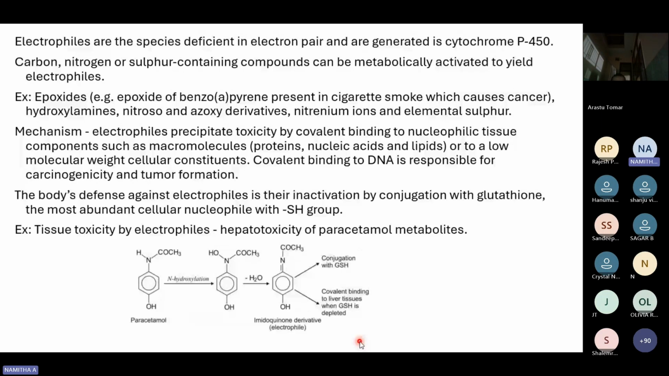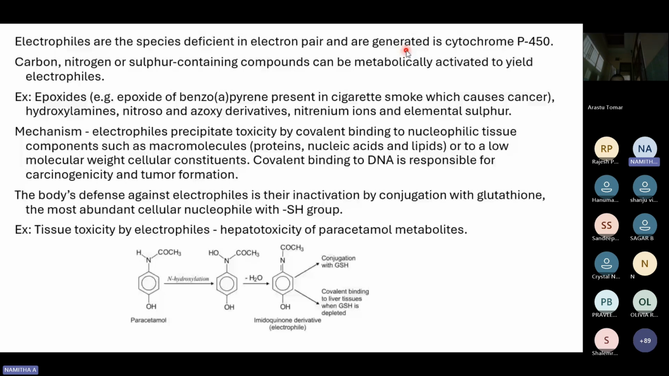Electrophiles are the species deficient of electron pair and are generated by cytochrome P450. Carbon, nitrogen, and sulfur containing compounds can be metabolically activated to yield electrophiles. An example of electrophiles are epoxides, that is epoxides of benzopyrene present in cigarette smoke, which can cause cancer. Others are epoxides, hydroxylamines, nitroso or azoxy derivatives, nitrenium ions, elemental sulfur.